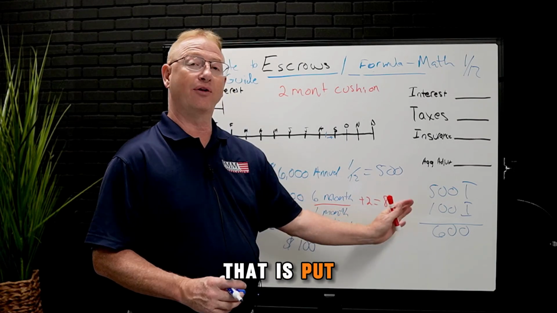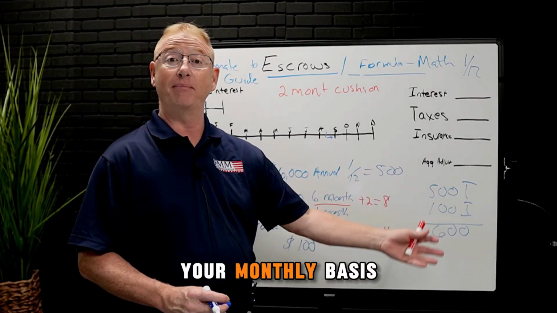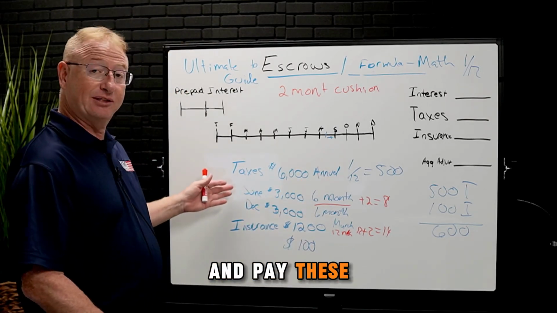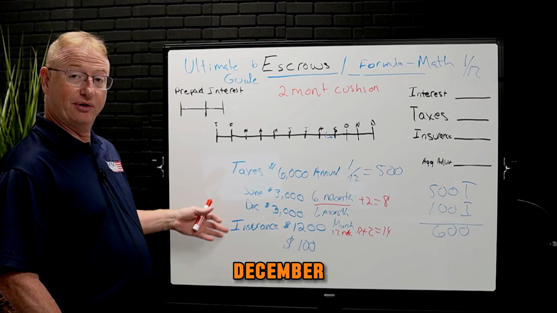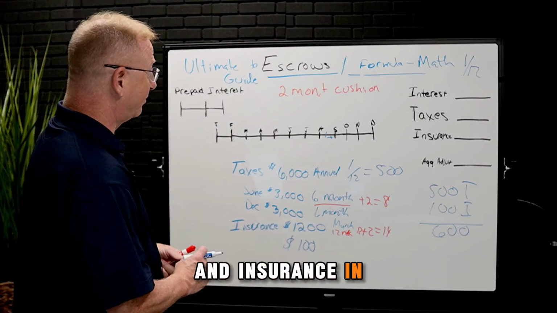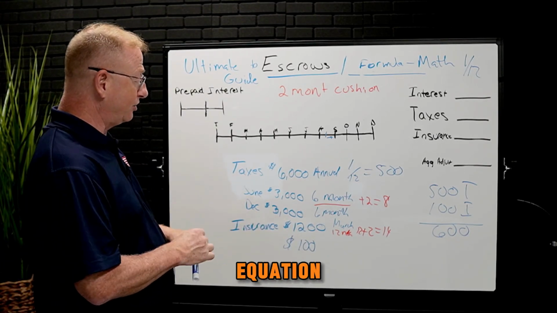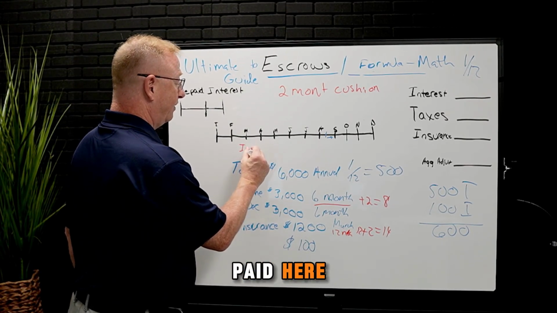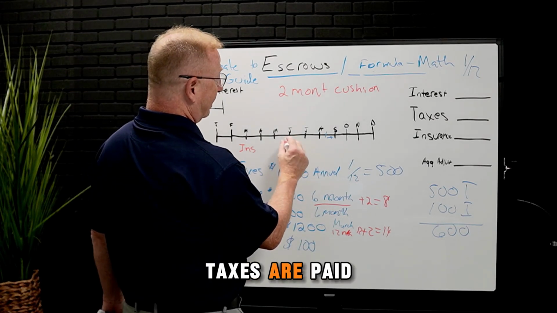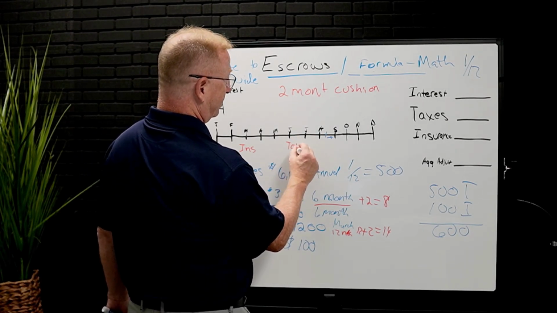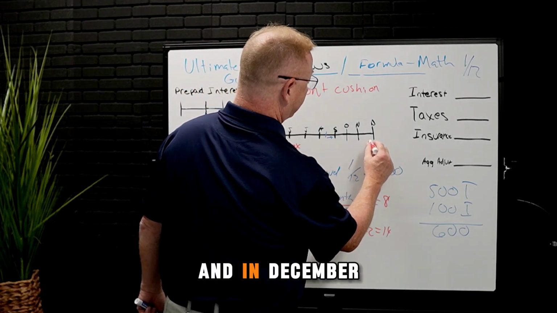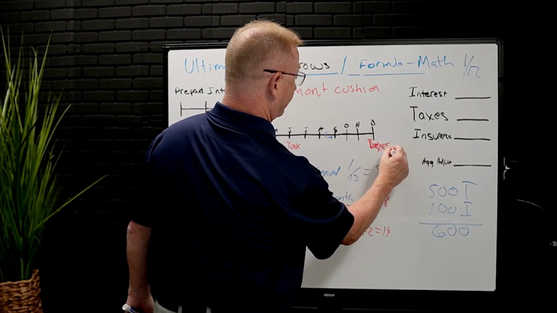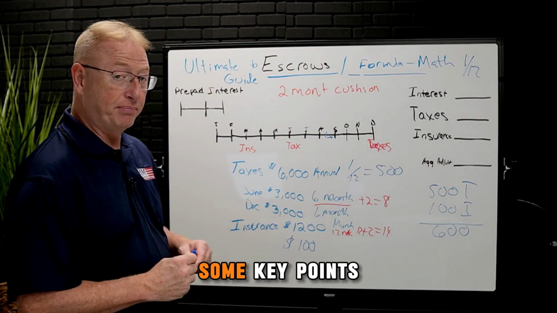1/12 of that is put onto the principal and interest on your monthly basis, so that it builds up this account to pay these tax bills in June and December, and the insurance in the month of March. So in this equation, the insurance is technically paid here. Taxes are paid in June and in December. Those are some key points.